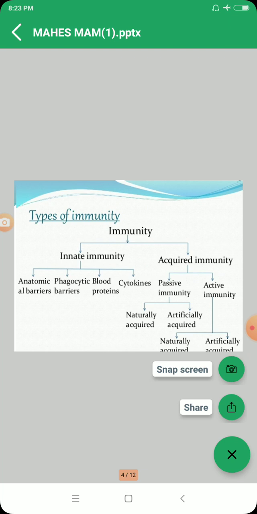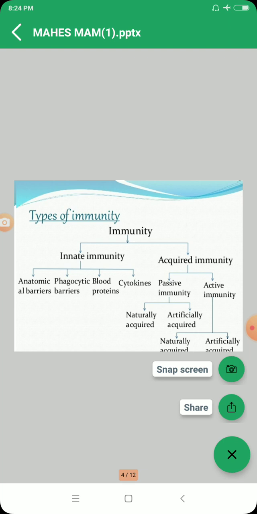Here immunity is differentiated into two types. The first one is innate immunity and the second one is acquired immunity. Innate immunity has four barriers: anatomical barriers, phagocytic barriers, blood proteins, and cytokines. First, we can see innate immunity. It comes from the genetic and constitutional makeup and has no relationship with previous bacterial infection and immunization. It acts as a first line of defense against infections, microorganisms, and their products, before they cause disease.